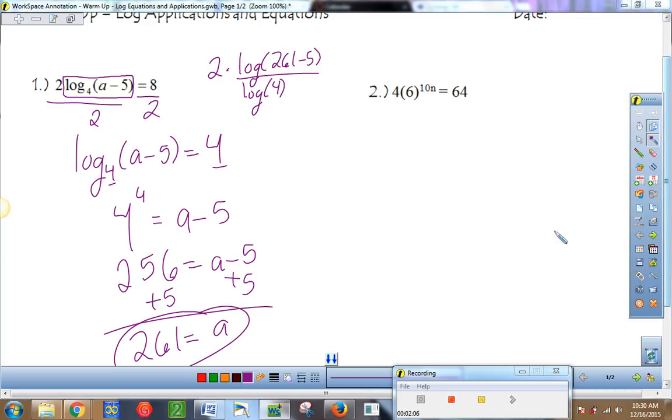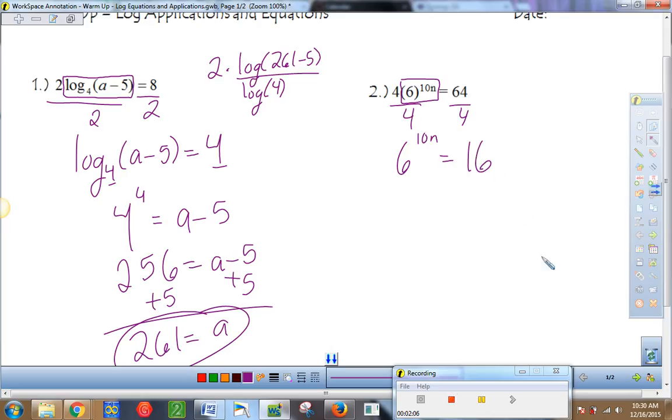Divide by 4. Again, we've got to solve for the piece that has the variable in it. So that's being attached to multiplication, so we divide 64 by 4. What's 64 divided by 4? That should be about 16. Okay? And now what do I do?